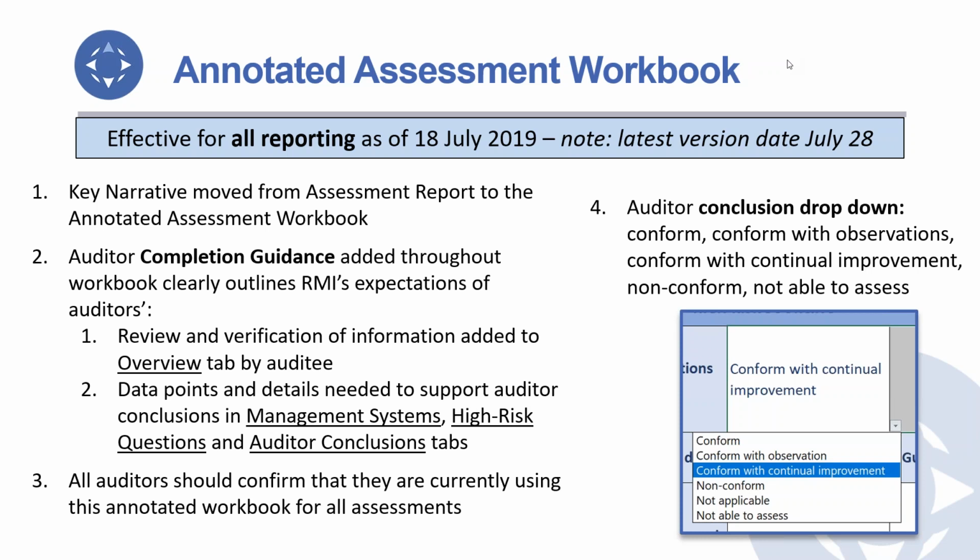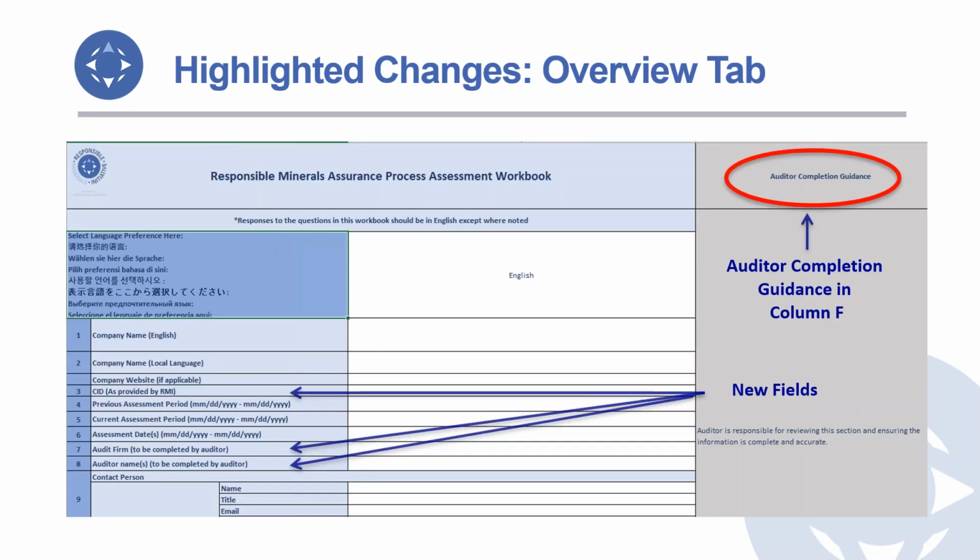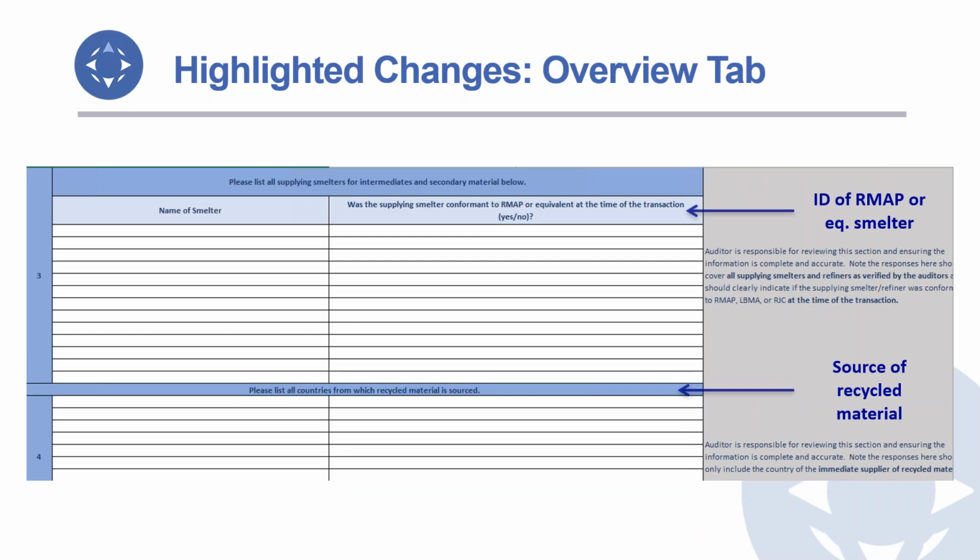So moving on to examining the overview tab. Again, I do want to at least show you that the auditor completion guidance has been added into column F. And as mentioned before, it does highlight the expectations that we have for verifying the information. Additionally, there are some new fields that have been added, including the smelter CID, as well as the audit firm and auditors.